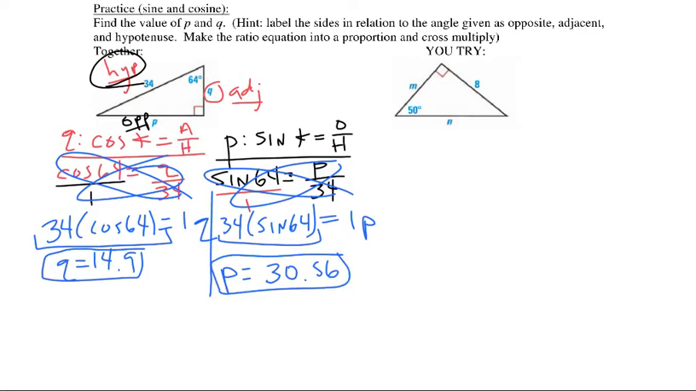So I'd like you now to try work out the next one to find the M and the N. Remember, label the sides so that you can pick out which pair of the ratios you need to use, and then when you're ready to check your answer, push play.